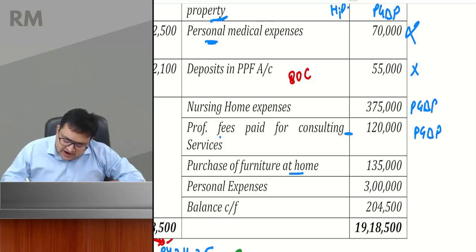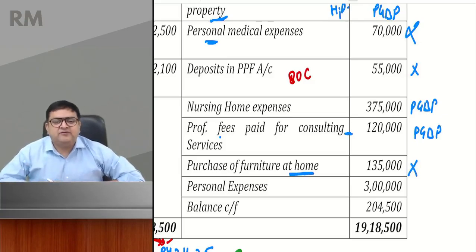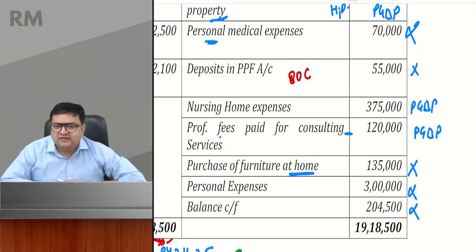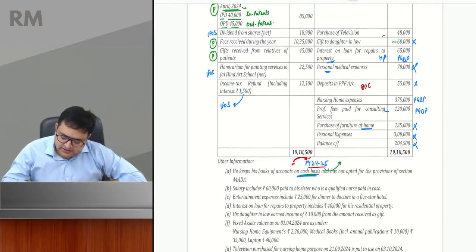Purchase of furniture at home, straight away no. First of all, it's a capital expenditure. It is not a revenue expense. Secondly, if it is for business, I would have claimed depreciation. But here it is specifically given it is personal, for home. So we will not even claim depreciation on it. Personal expenses, obviously no. Balance carry forward. This is the closing balance. I will not say anything over here.